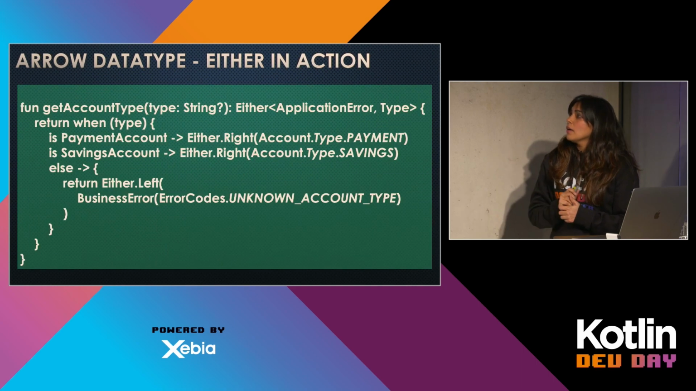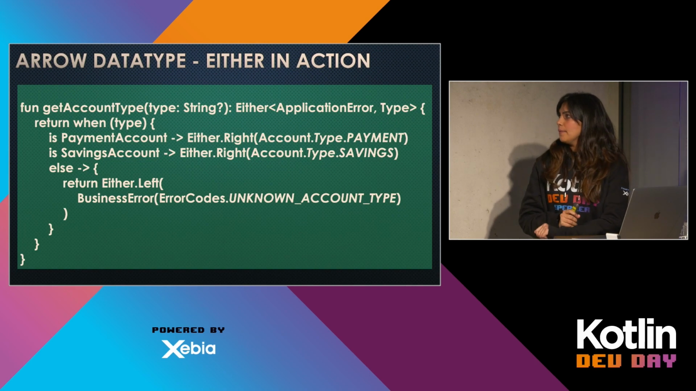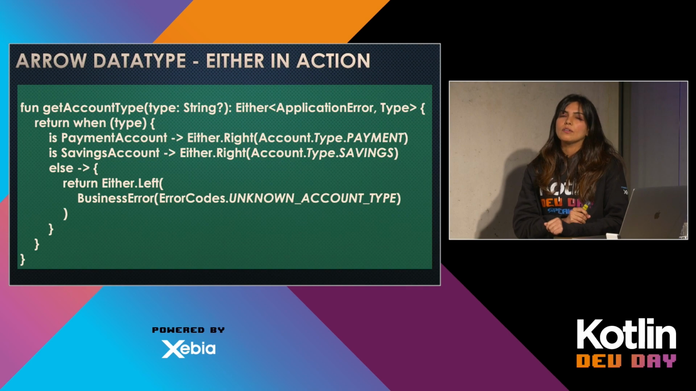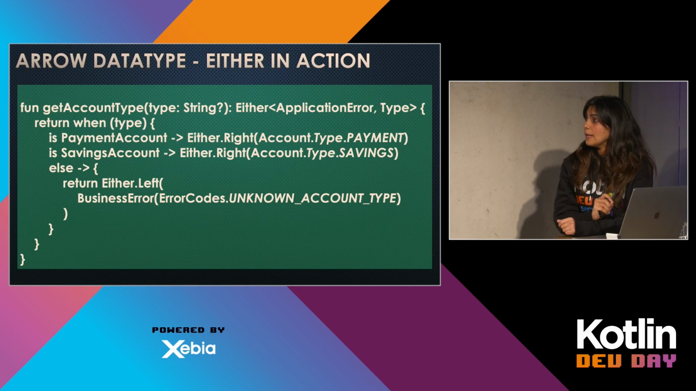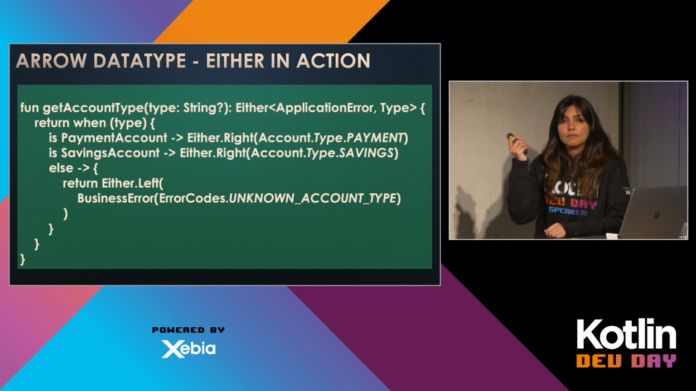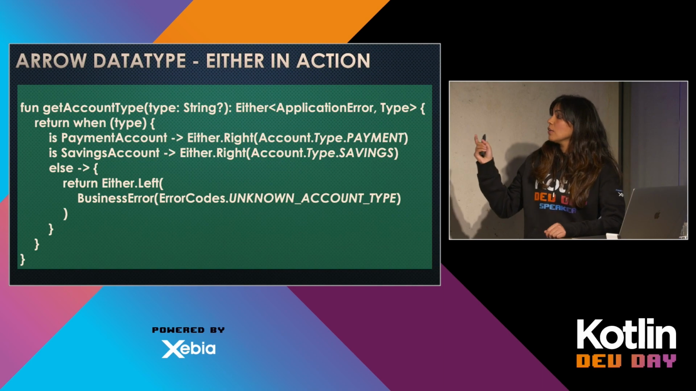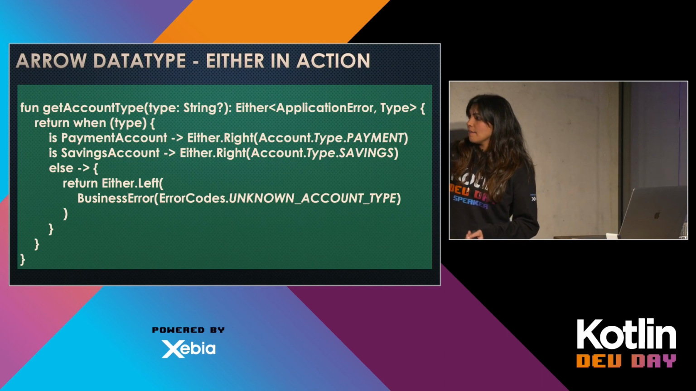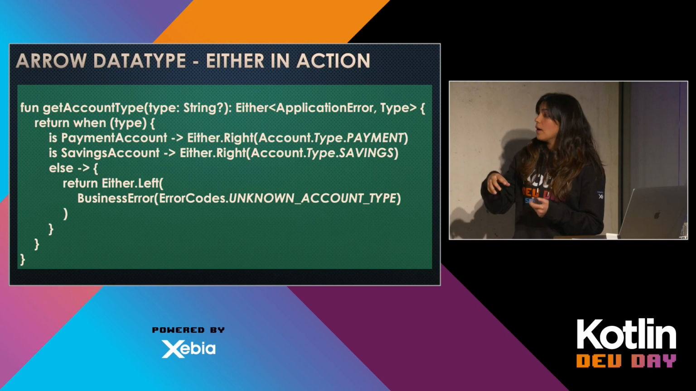Now, how are we going to use Either for error handling? Here is an example. In this example, we are trying to get the account type. The input to this function is a string. Using a when expression, we are trying to find if the string is a payment or a savings account. So basically, the first two are success scenarios for us, and we want to wrap our success scenario using Either. So we use Either.right for both payment and savings. And in case it's neither a payment nor a savings account, we want to wrap our error scenario.